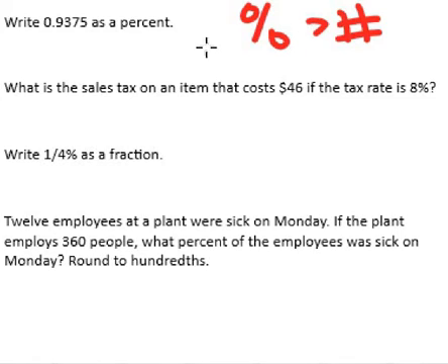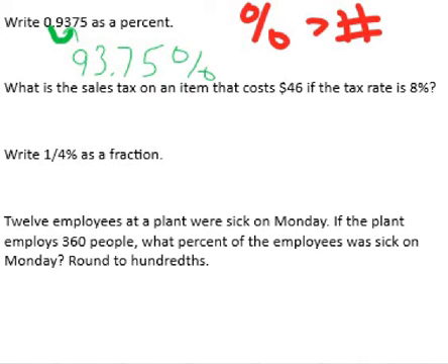So to change a number to a percent, we either multiply it by 100 or move the decimal over 2 spots to the right. And doing so would give us 93.75. So the percent looks bigger than the number, but they are the same.